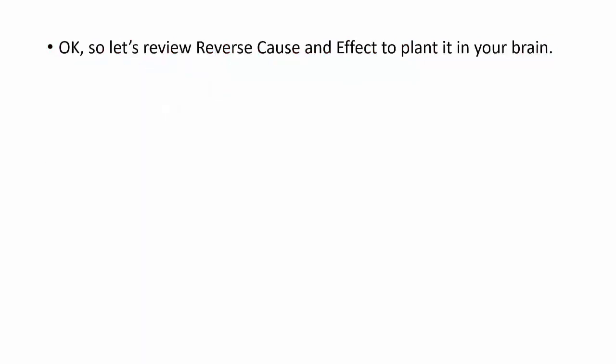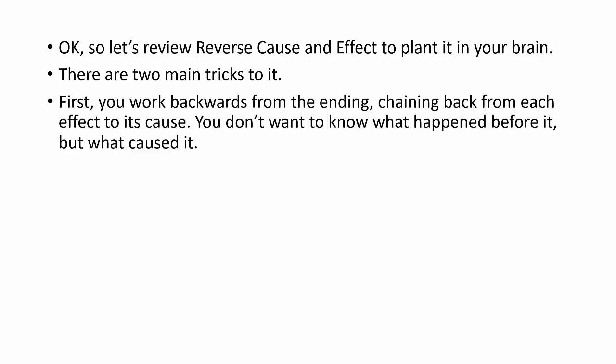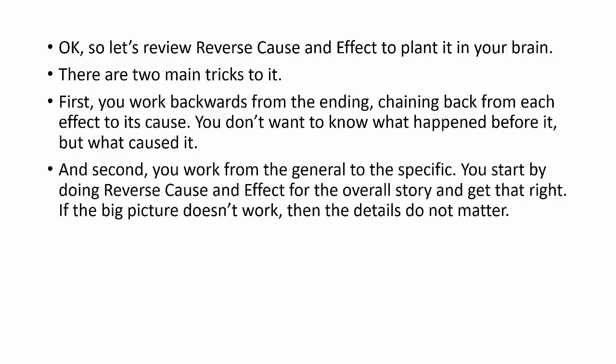Okay, so let's review cause and effect to plant it in your brain. There are two main tricks to it. First, you work backwards from the ending, chaining back from each effect to its cause. You don't want to know what happened before it, but what caused it. And second, you work from the general to the specific.